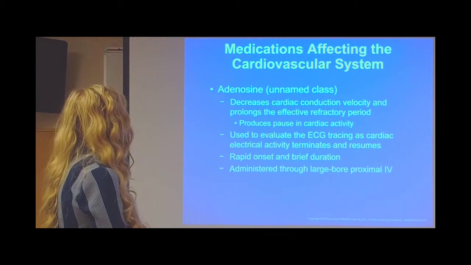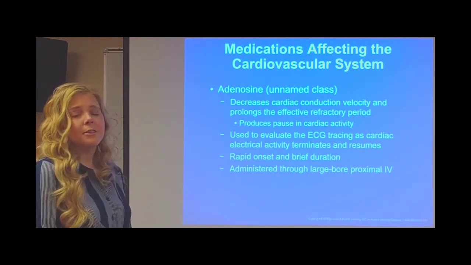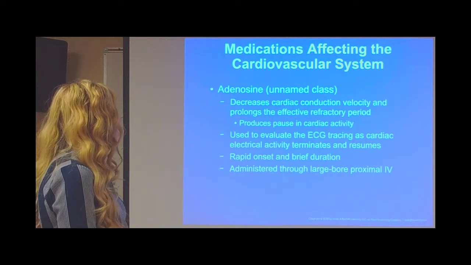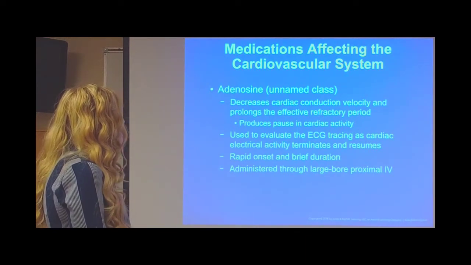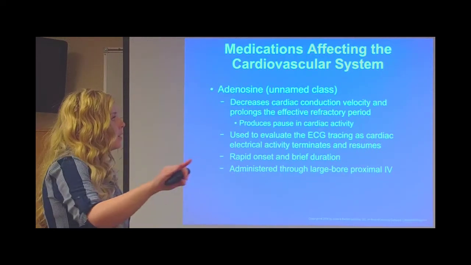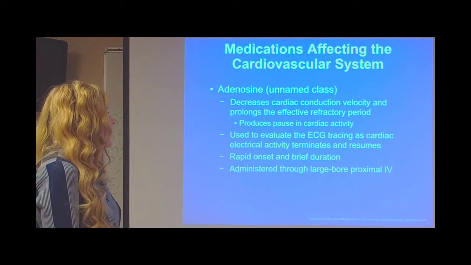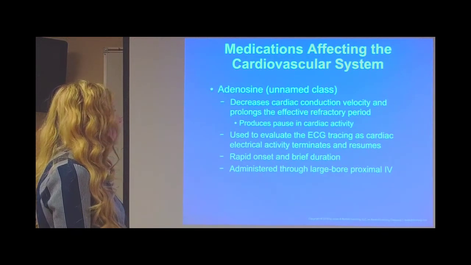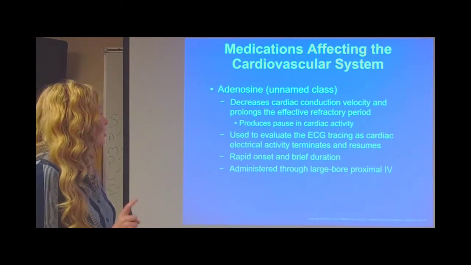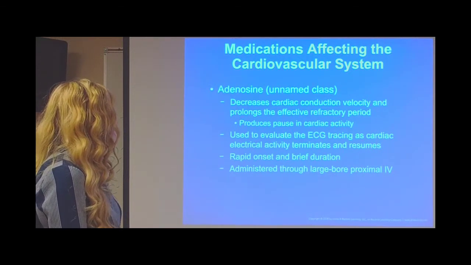The next one we've got listed for cardiovascular medicines is adenosine, and it's not really in a class, it's in its own class, but it decreases cardiac conduction velocity and prolongs that refractory period. It's used to evaluate the ECG tracing, has rapid onset but a short duration of action, and is usually given through a large bore IV.